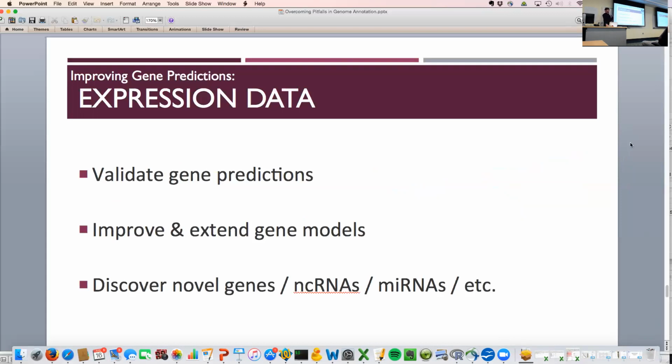And so this helps you validate the models that you predicted earlier. It allows you to improve and extend gene models, and also to discover novel genes that none of those techniques were able to pick up at all.